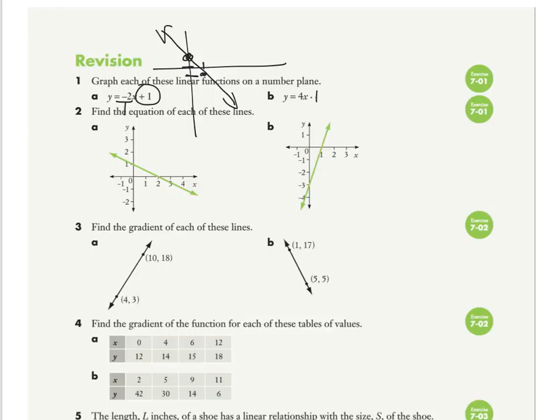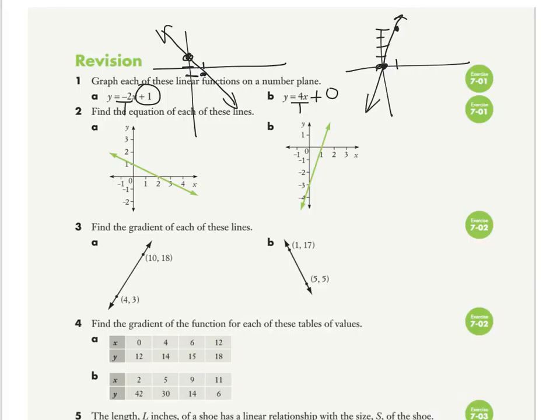Y equals 4x, we have a y-intercept of 0. We have a gradient of 4 over 1, which means rise 4, and run 1, and join them up.